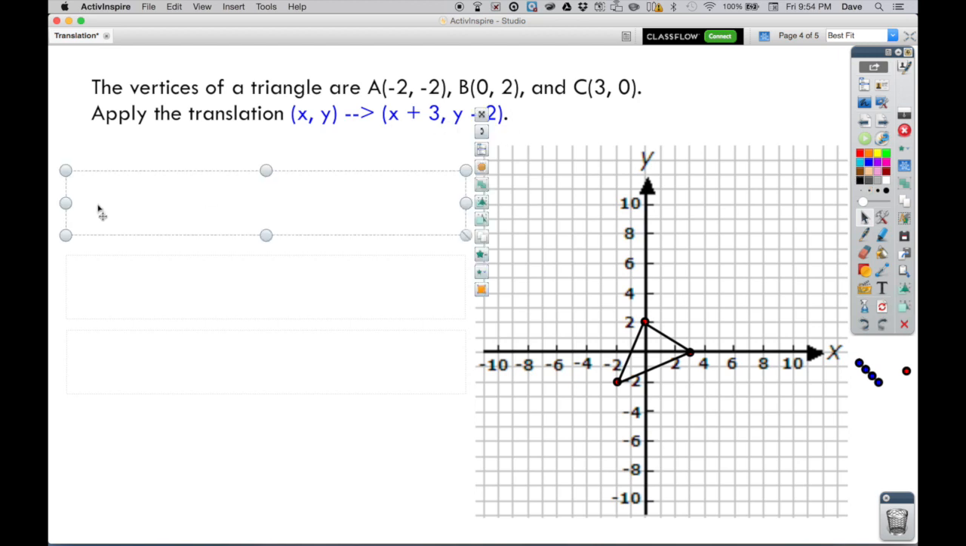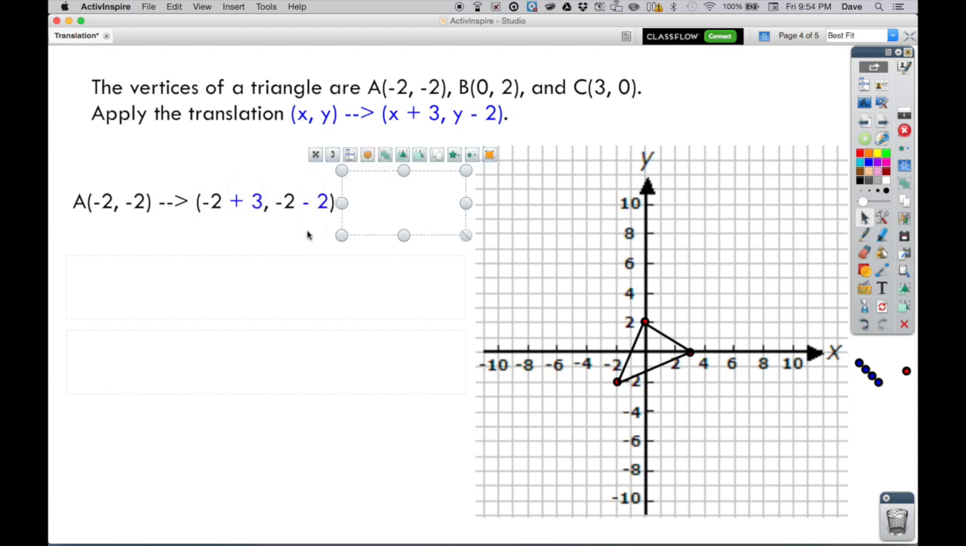So what we get here is we basically take the original point, here's A(-2, -2), and we apply that mathematics to it. So -2 plus 3, you can see here in blue is the translation, -2 minus 2, which is from here. And then what we get is where A prime should go. A prime should be at the location (1, -4). So (1, -4). And this used to be this point.